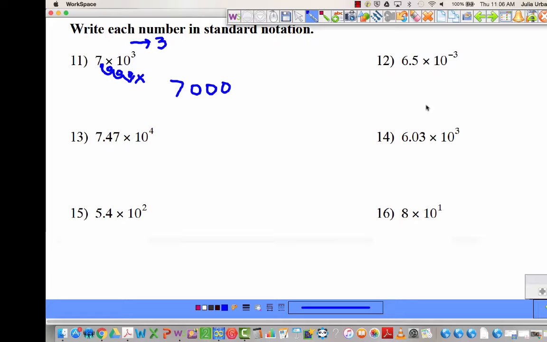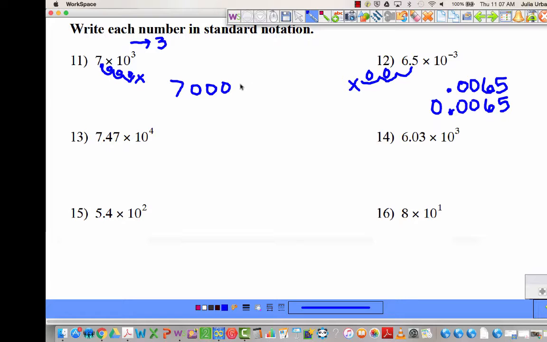Alright, number 12. Here is my starting point. I need to travel to my X. Which direction am I going to go? 3 to the left. Good. So I start here. I go 1, 2, 3. How many zeros did you say there? 2 zeros, because of the 6. Before the decimal, you can or you don't have to. You can write it either way. 0.0065, or if you say .0065, that's okay too, as long as there's 2 zeros between the decimal and the 6.